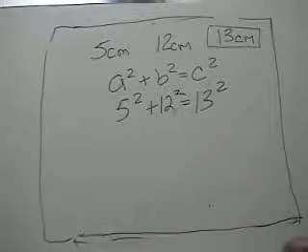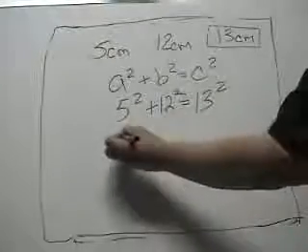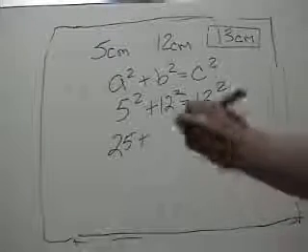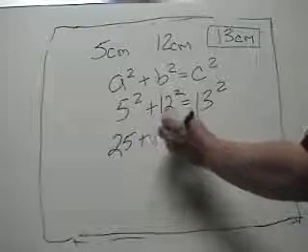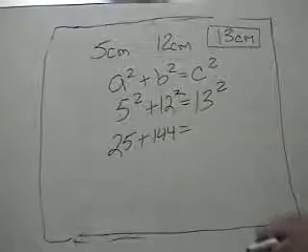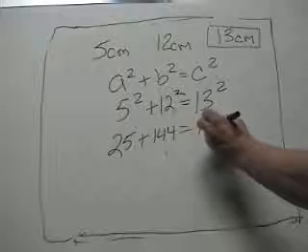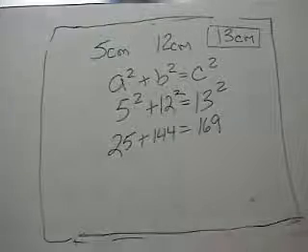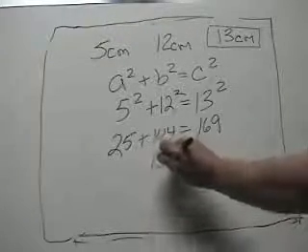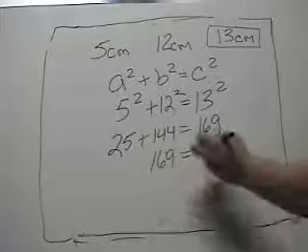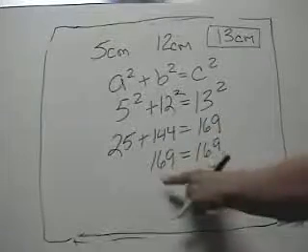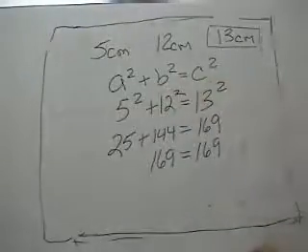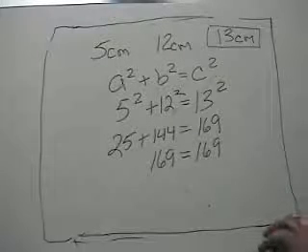And now I'll do some simplifying. 5 squared is 25, plus 12 squared is 144, and 13 squared is 169. I have some terms here that I can combine, and when I add those two numbers together, I find that 169 does in fact equal 169. So these measurements are from a right triangle.